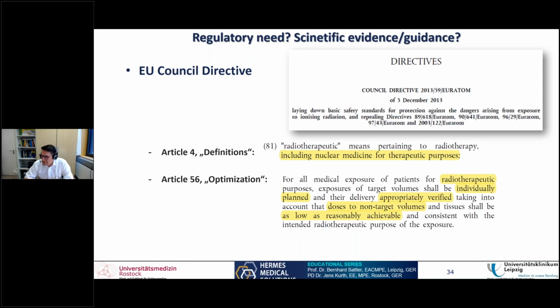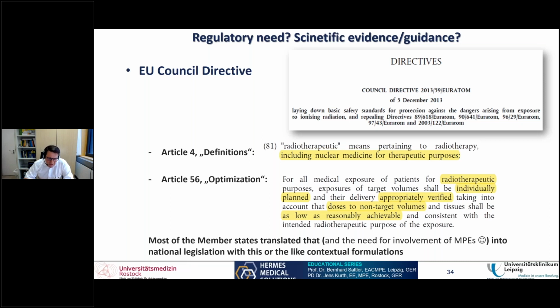I wanted to add something that I heard in a dosimetry workshop recently, pertaining to target lesions, where the dose needs to be as high as safely attainable. Maybe that will be a new abbreviation in future times. Most member states in Europe translated this directive into national legislation with the same or like contextual formulations.